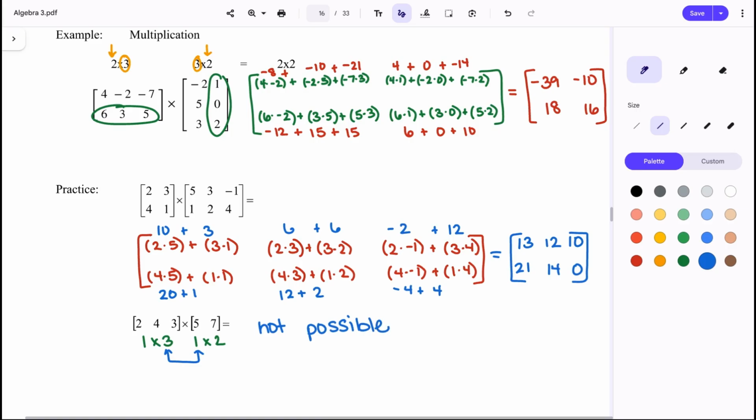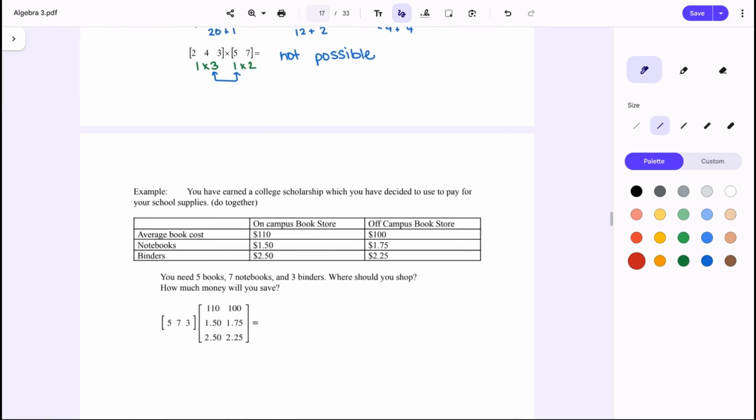If you tried to multiply, you'd get stuck because something would not have a piece to pair up with. All right, so now let's take this process here and apply it to a couple of problems on this next page.